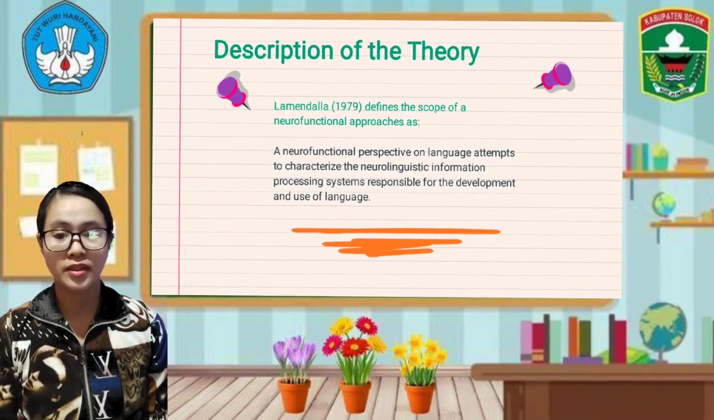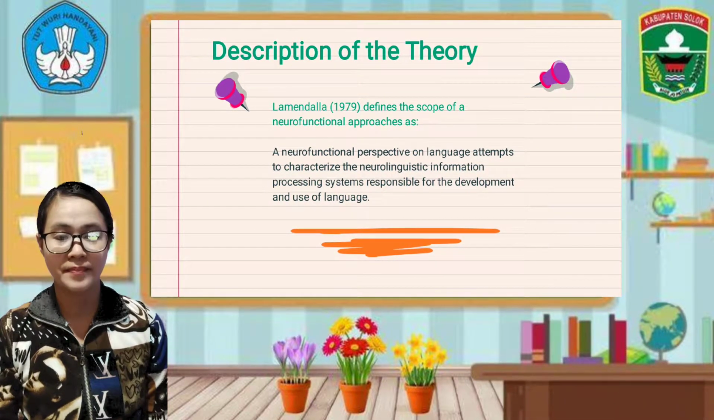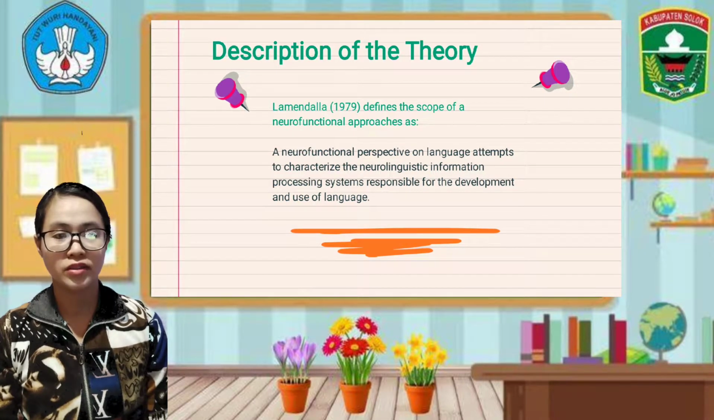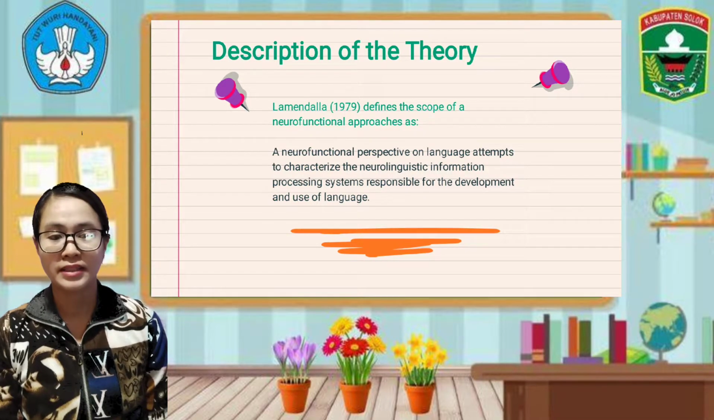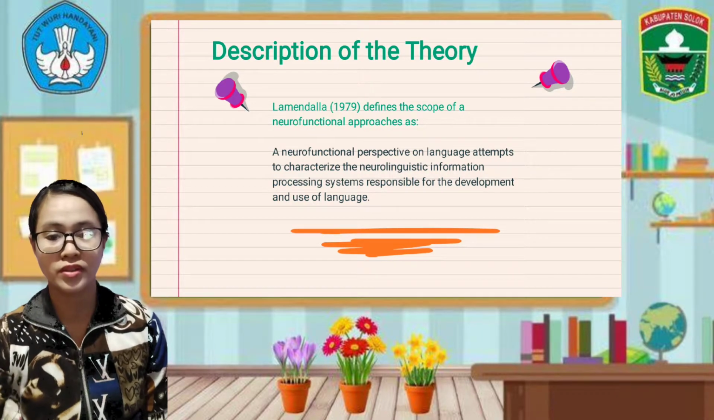Let's now proceed to the description of the theory. Mendelia of 1979 defines the scope of neurofunctional approaches: a neurofunctional perspective on language attempts to characterize the neurolinguistic information processing systems responsible for the development and use of language.